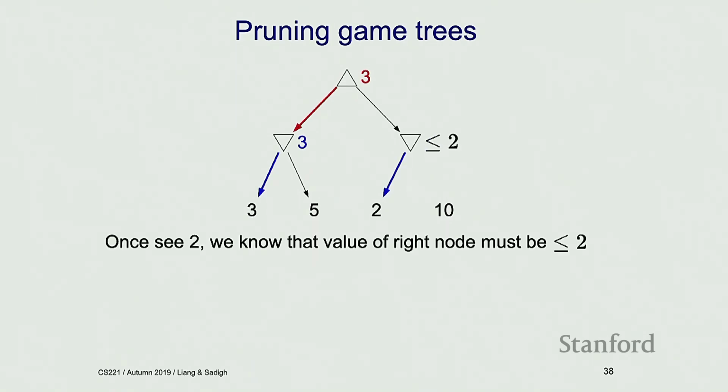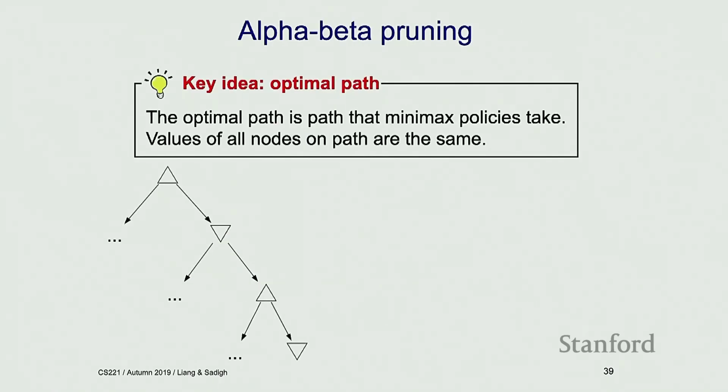All right. Let me actually go to this slide. So the key idea of alpha beta pruning is that the optimal path is going to get to some leaf node that has some utility, and that utility is the thing that is going to be pushed up. And the interesting thing is if you pick the optimal path, the values of the nodes on that optimal path are all going to be equal to each other. It's basically the utility that gets pushed up all the way to the top.